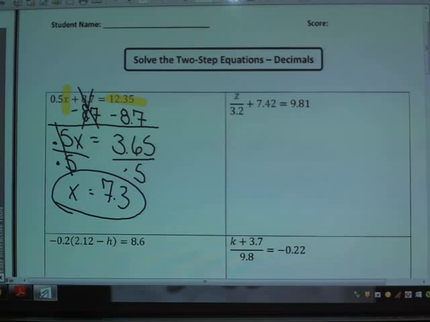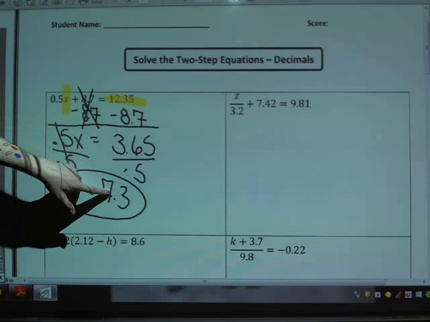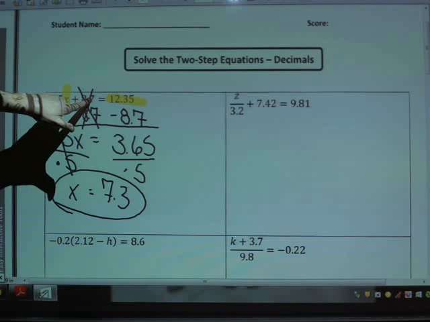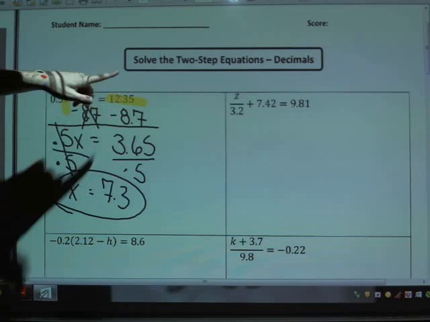Remember, you can always check this at any point you want to. Go back to your original equation, this first line where we highlighted. Change x into 7.3. Apply the order of operations. When you do that, the left side should be the same thing as the right side.